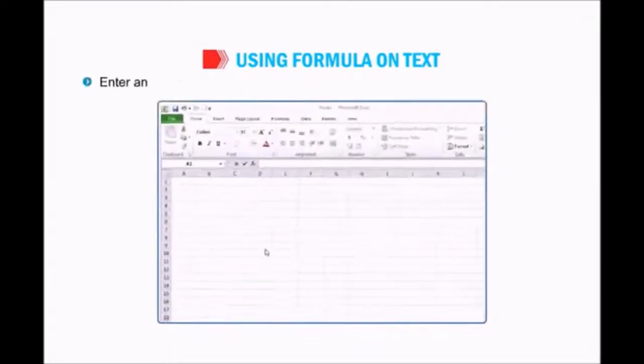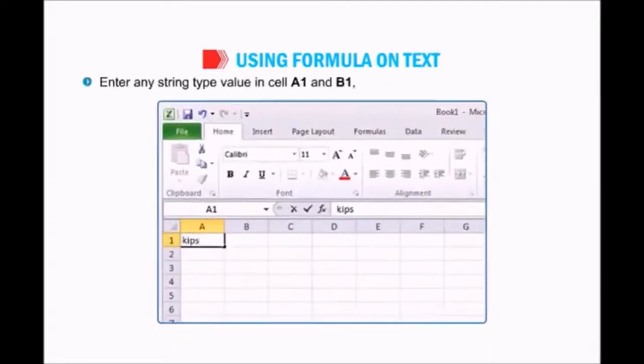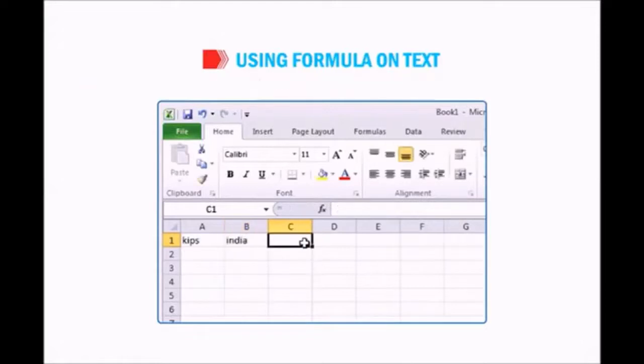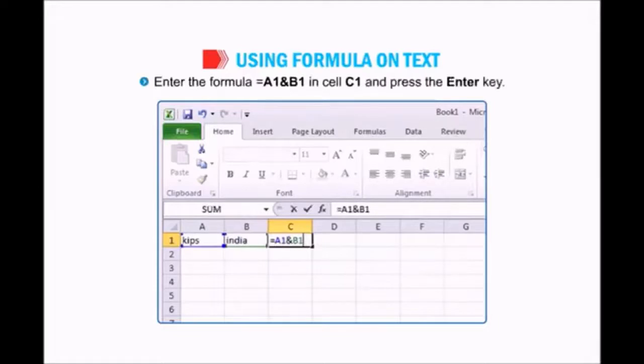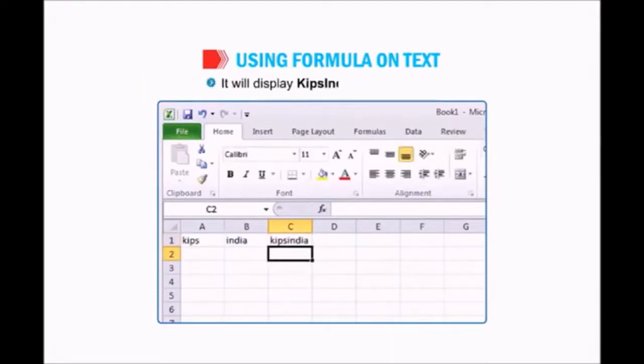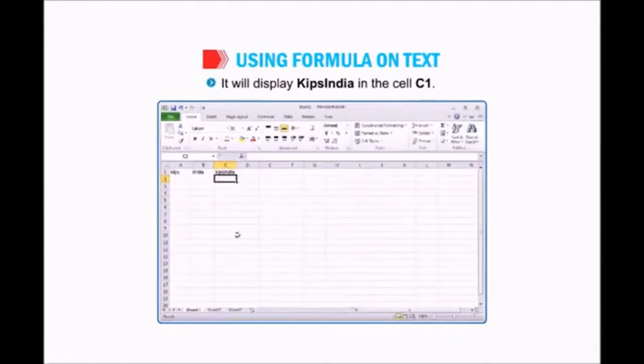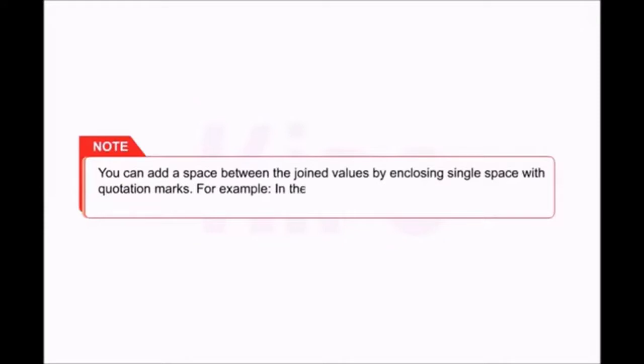Let us understand this with the help of an example. Enter any string type value in cell A1 and B1, say KIPS in A1 and India in B1. Enter the formula =A1&B1 in cell C1 and press the Enter key. It will display KIPSIndia in cell C1. Students, note that you can add a space between the joined values by enclosing a single space within quotation marks. For example, in the above case, =A1&" "&B1 will yield the result as KIPS India.